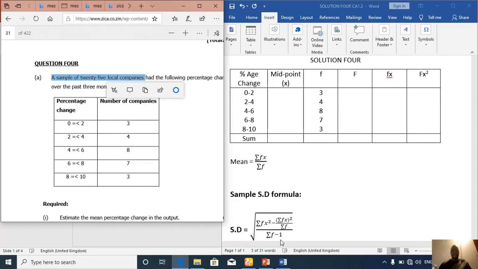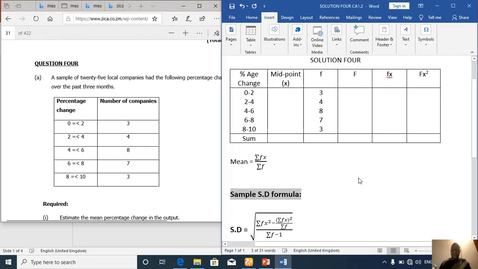All right, many questions will state whether the data is a sample or not, or they'll give you clues that will tell you that this data is a sample or it's about the population. If it's about the population, don't do the minus 1 from the denominator. All right, so having said that, we can go to the actual calculations.